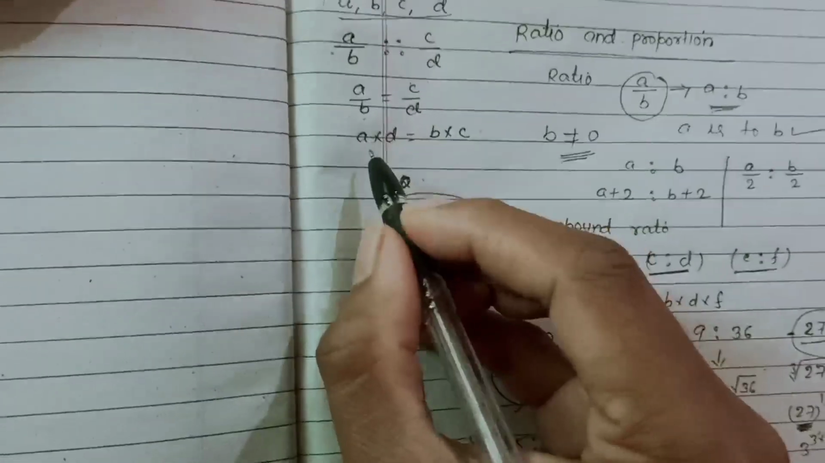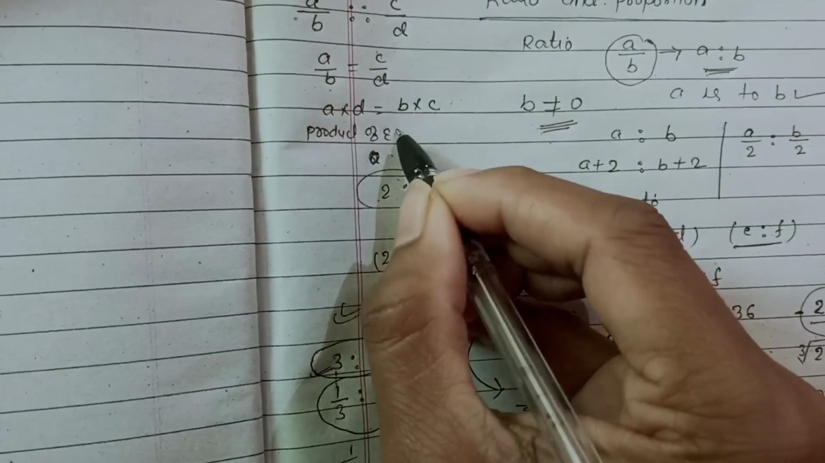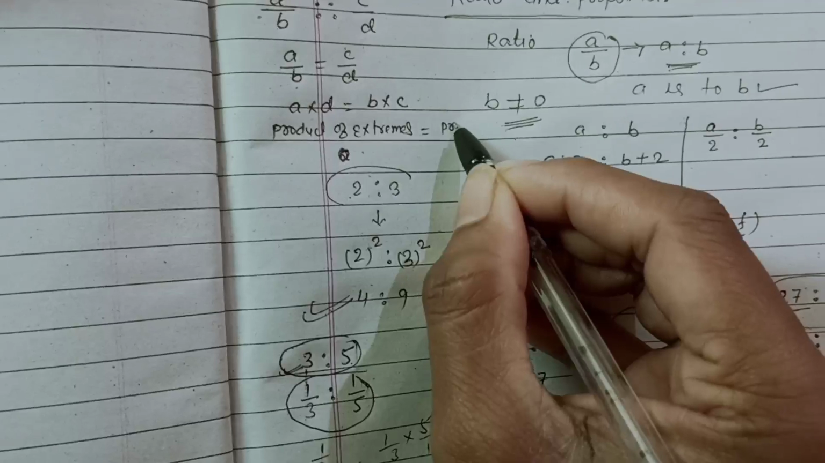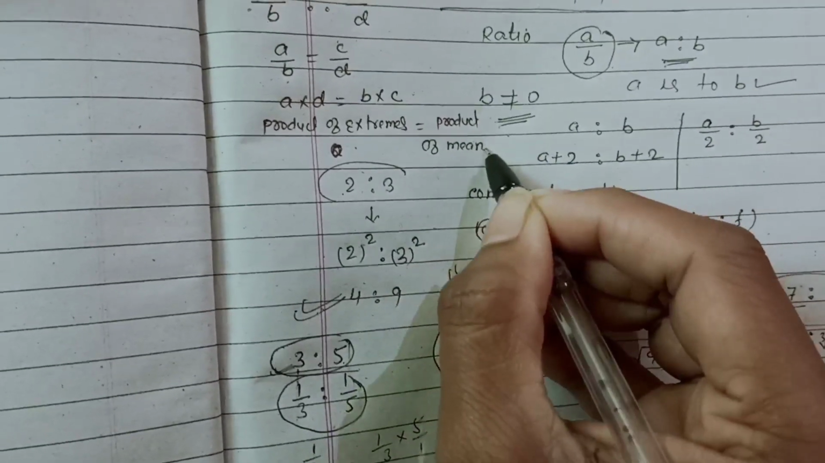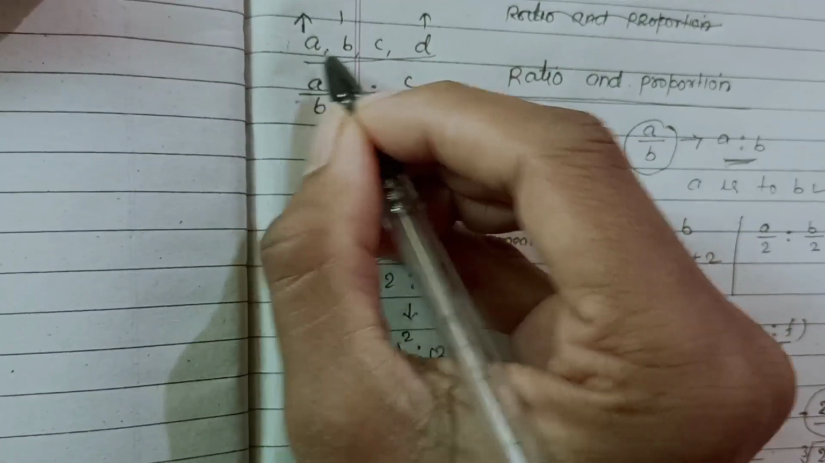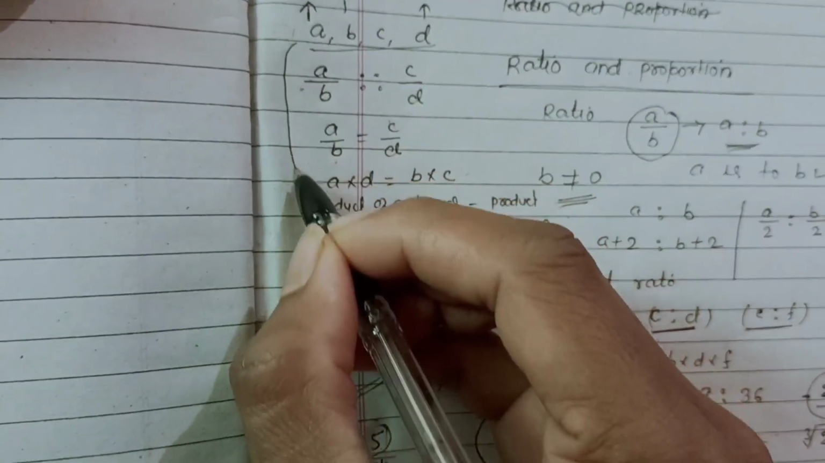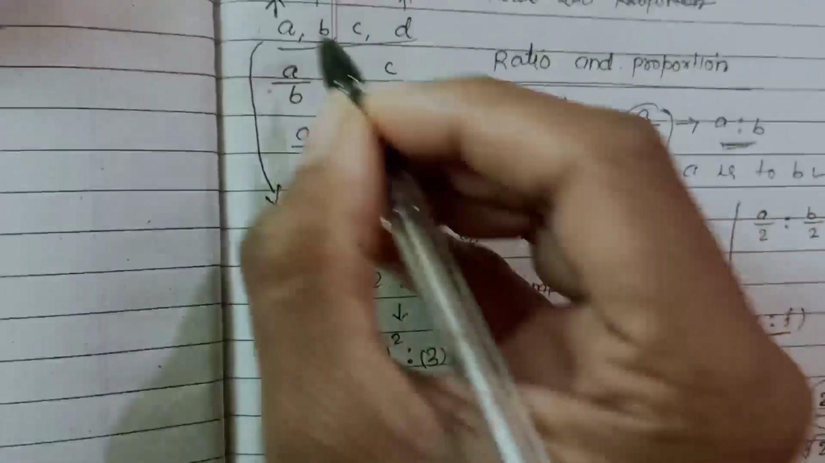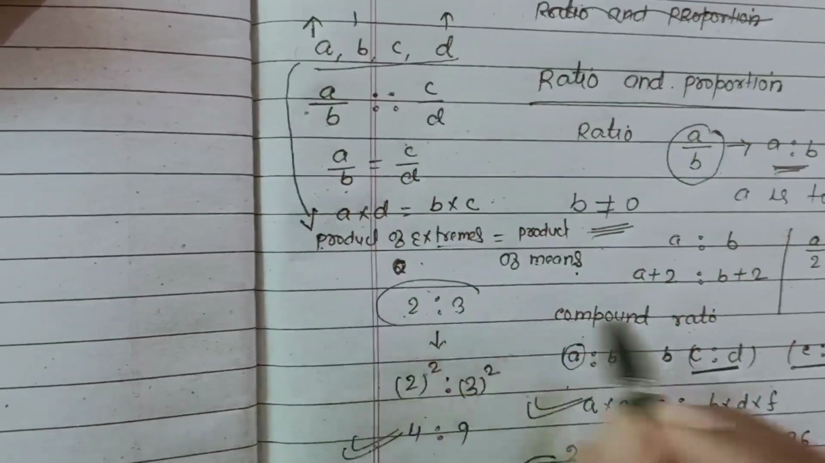So we can easily say that the product of extremes is always equal to the product of means. Okay, I think you have understood this. There is no problem. Whenever A, B, C, D or any given quantities are in proportion, at that time the product of extremes must be equal to the product of means, whenever any 4 quantities are in proportion. Okay, clear? There is no problem.